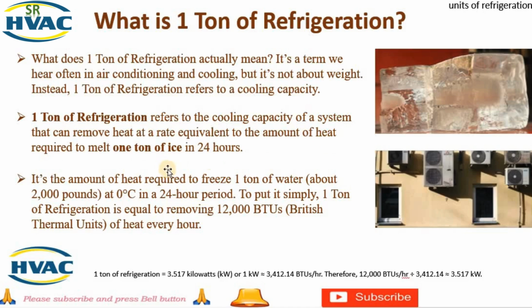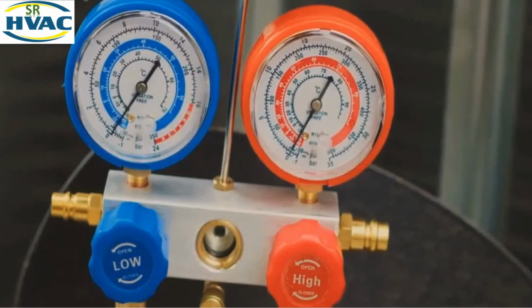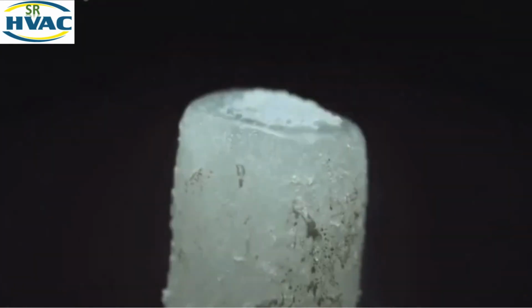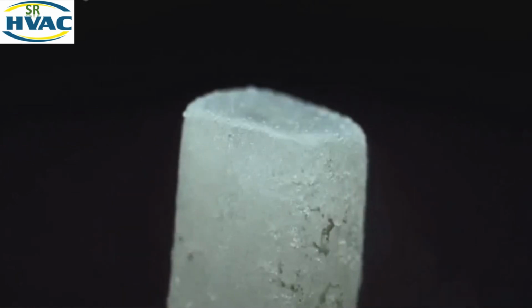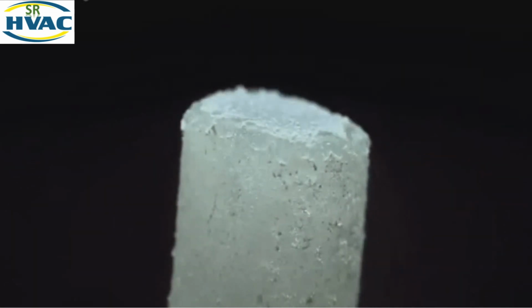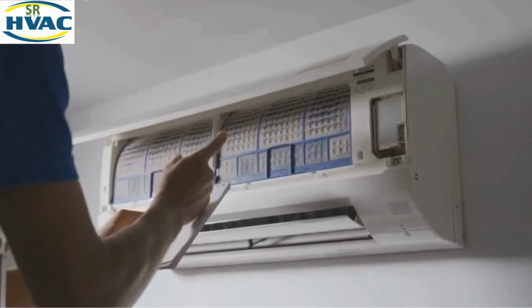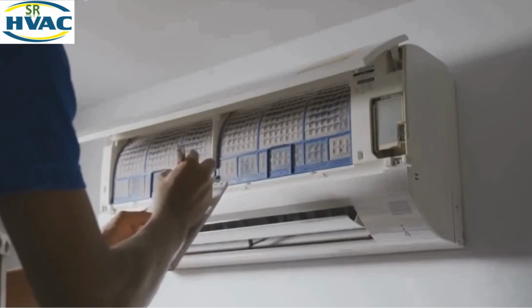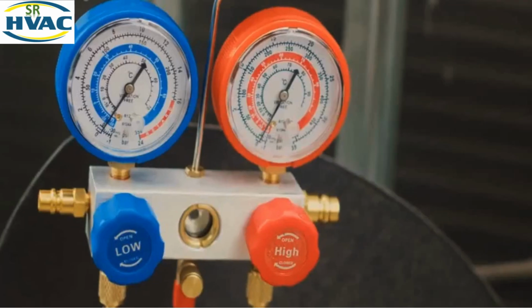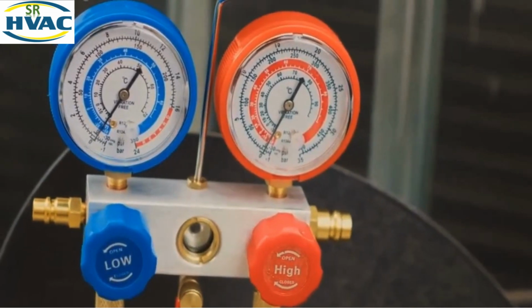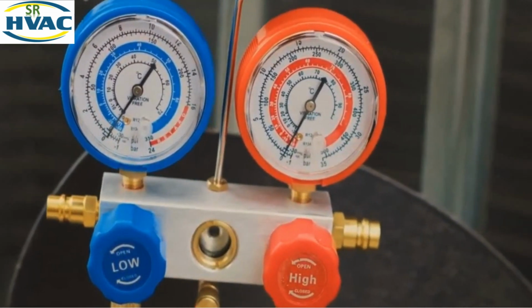It's the amount of heat required to freeze 1 ton of water, about 2,000 pounds, at 0 degrees Celsius in a 24-hour period. To put it simply, 1 ton of refrigeration is equal to removing 12,000 BTUs, British thermal units, of heat every hour. Imagine a large block of ice slowly melting over the course of a day. The energy required to melt that ice is what we refer to as 1 ton of refrigeration. This concept helps engineers and technicians design and evaluate cooling systems to ensure they meet the necessary cooling demands. Understanding this term is crucial for anyone involved in HVAC, refrigeration, or any field that requires precise temperature control.